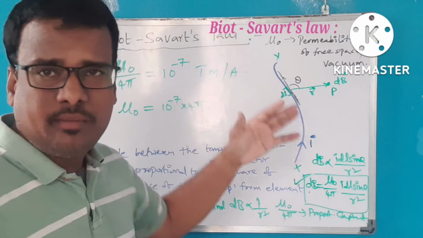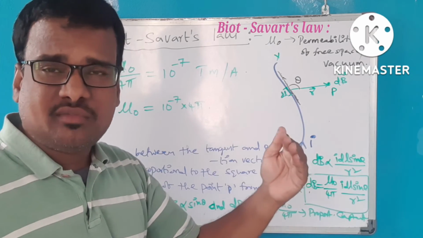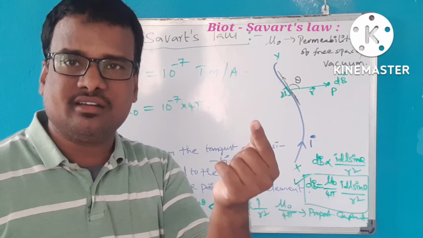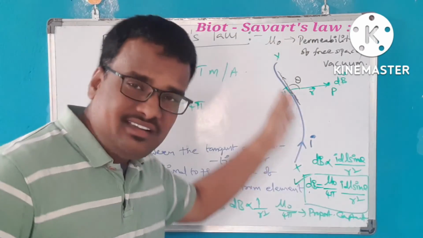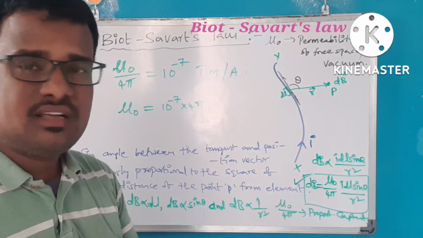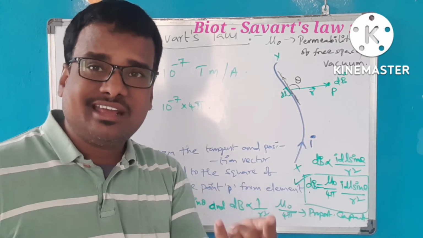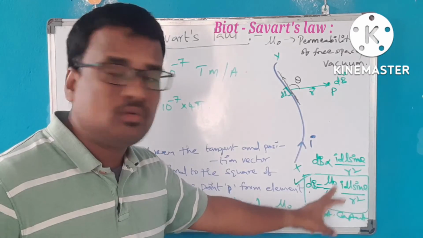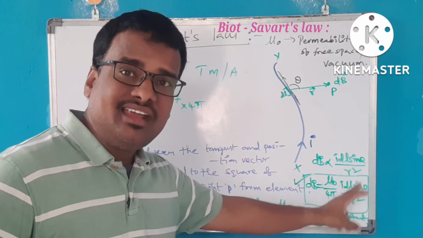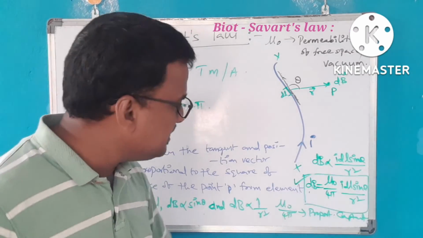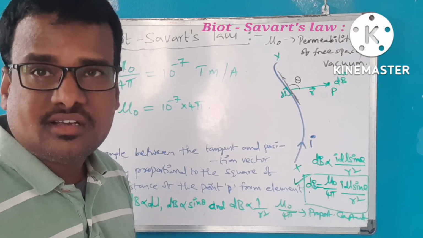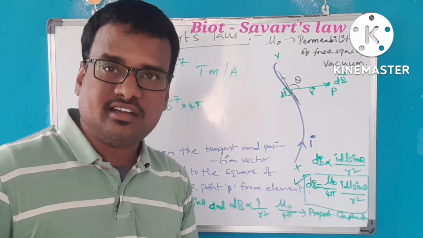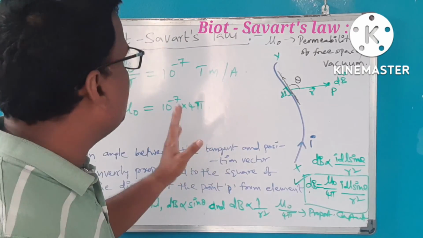Very important: the magnetic field at anywhere due to the current carrying element, not for the total entire length of the wire, only due to the small length element dl, is equal to mu naught by 4 pi I dl sin theta by r square. This equation was derived by the two scientists Biot and Savart. That's why it is called Biot-Savart's law.